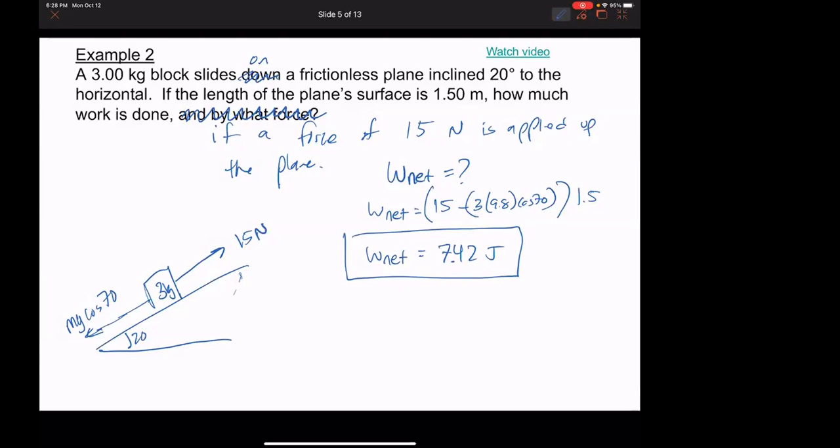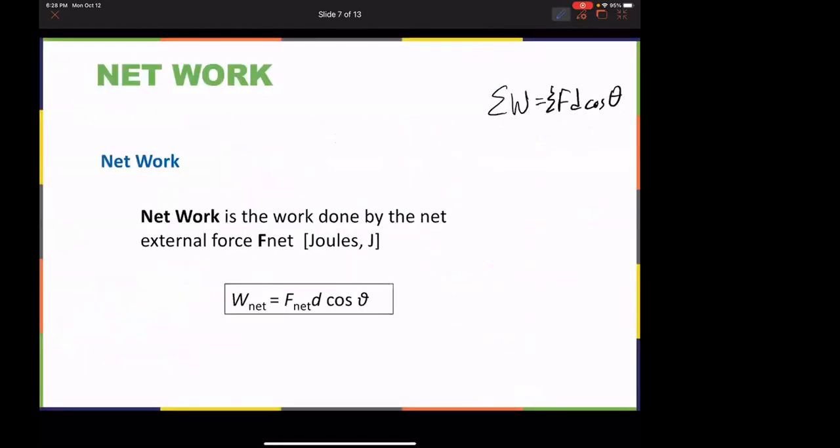So gravity is usually doing negative work unless something is falling, right? Gravity is down and then your force would be up. If it was a drag force, then your drag force would be doing negative work, slowing it down. So that's net work.